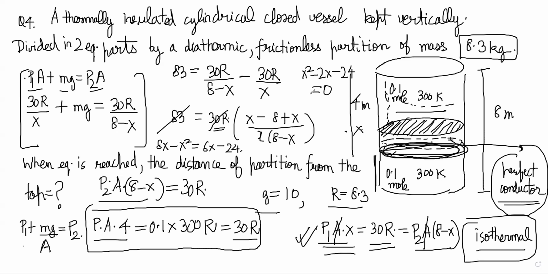So the roots of this are minus 6 and plus 4. So 6 and minus 4, right? So 6 is the only positive answer. That is the answer, 6 meters.